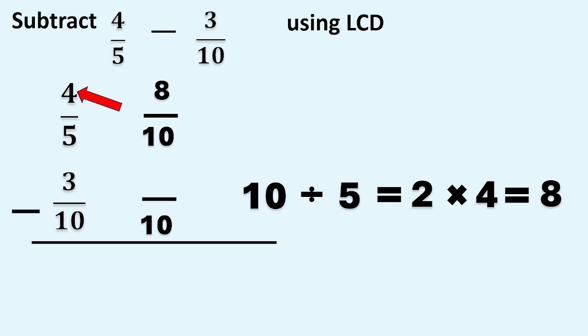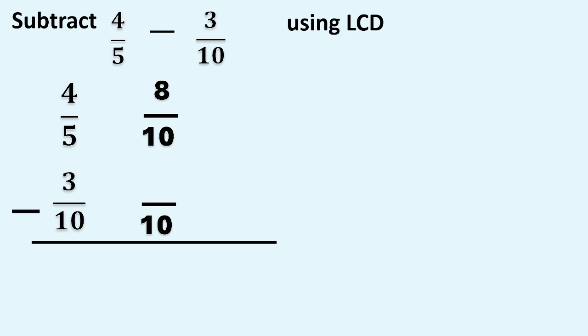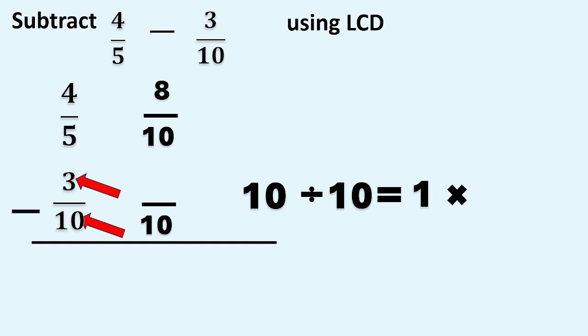Next, divide the LCD by denominator 10. So 10 divided by 10 equals 1. Then multiply the answer by numerator 3. So 1 times 3 equals 3.